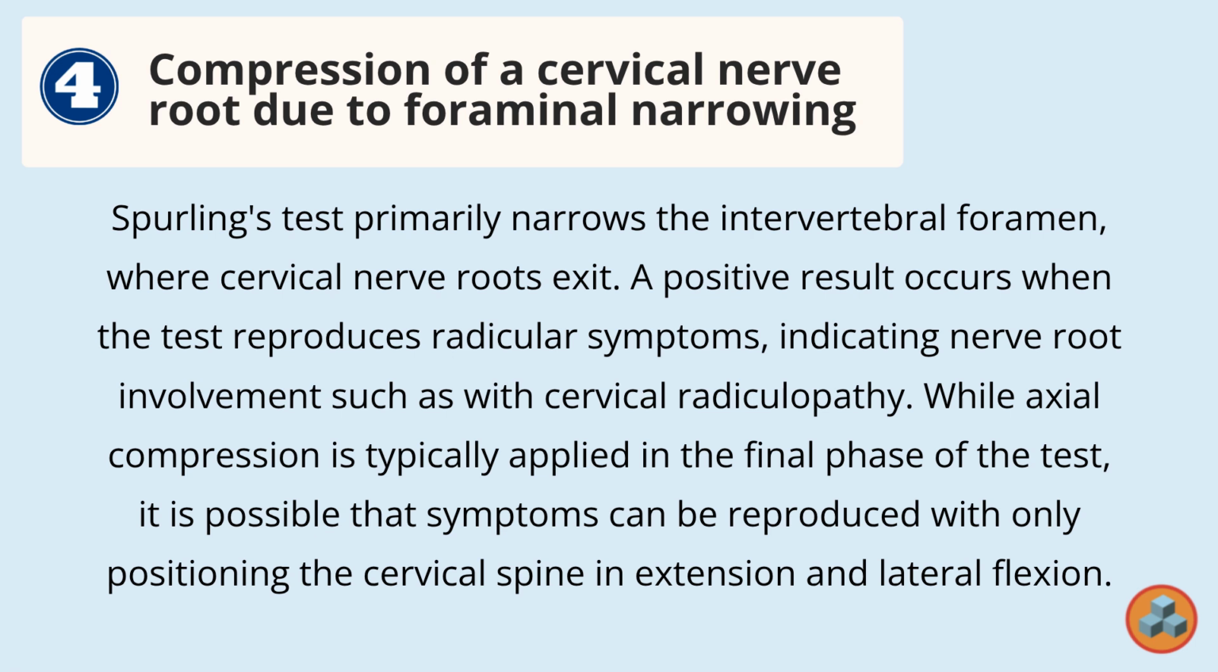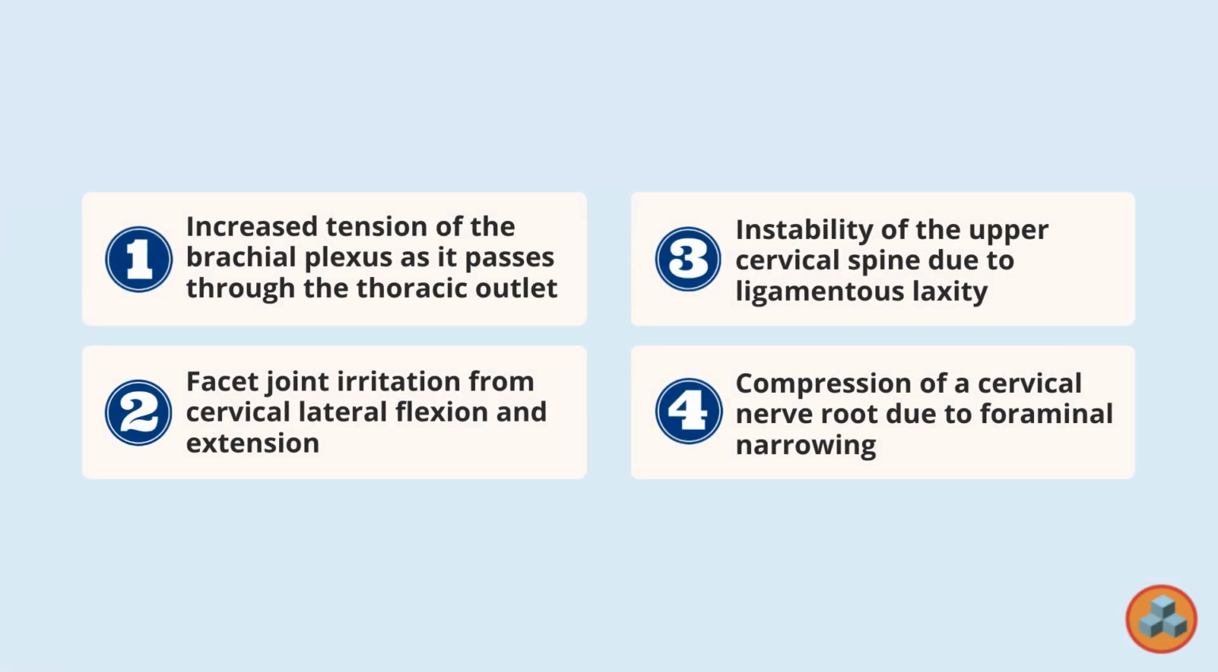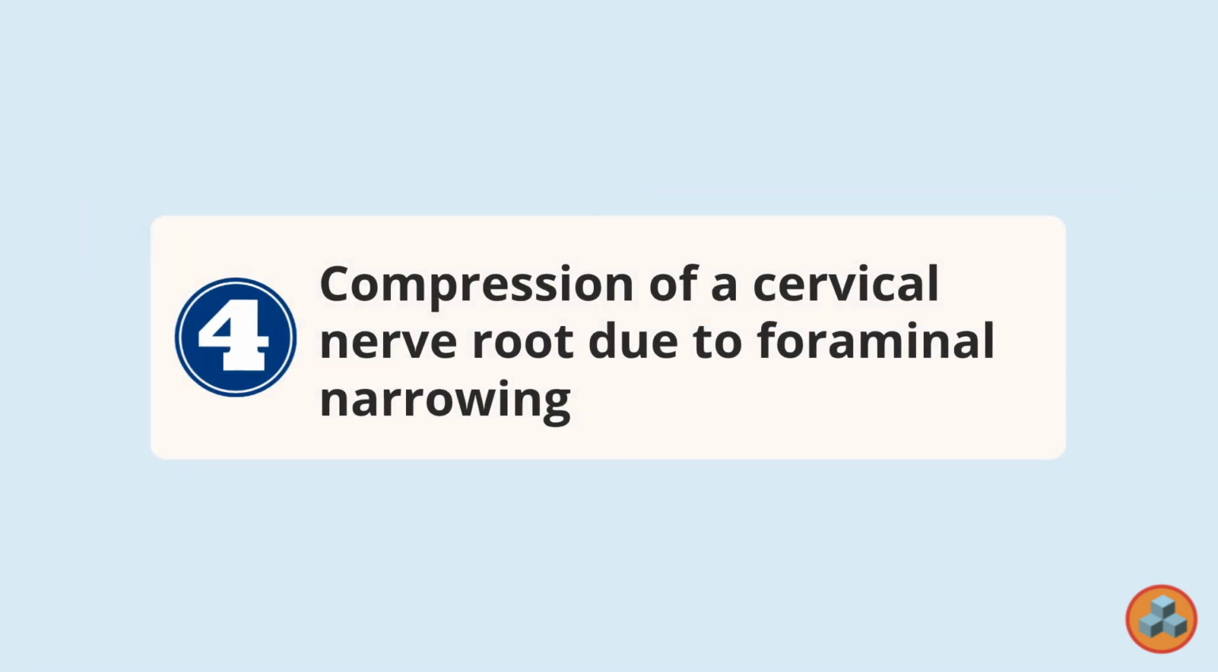While axial compression is typically applied in the final phase of the test, it is possible that symptoms can be reproduced with only positioning the cervical spine in extension and lateral flexion. When we consider which structure is being directly stressed by cervical extension and ipsilateral lateral flexion, and which structure would produce radiating upper extremity symptoms when compressed, the cervical nerve root within the intervertebral foramen is the clear and only answer. The correct answer is option 4.